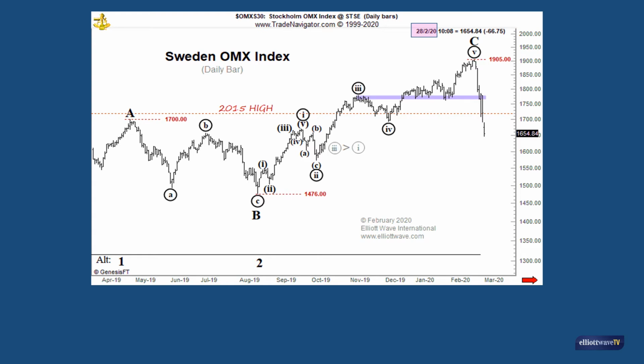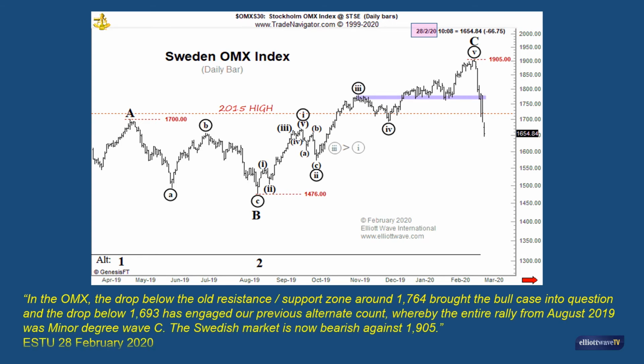The OMX then started to decline, and with this chart on the 28th of February we stated that in the OMX, the drop below the old resistance support zone around 1764 brought the bull case into question, and the drop below 1693 has engaged our previous alternate count, whereby the entire rally from August 2019 was minor degree wave C. The Swedish market is now bearish against 1905.